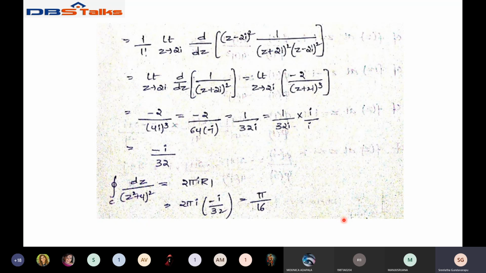So the integral over c of dz by (z square plus 4) whole square is equal to, this is the formula for Cauchy's residue theorem, 2 pi i into (R1 plus R2 plus R3 and so on). So in this problem, we get just residue R1. Residue R2 is 0. Therefore 2 pi i into R1. R1 is minus i by 32. That equals pi by 16.